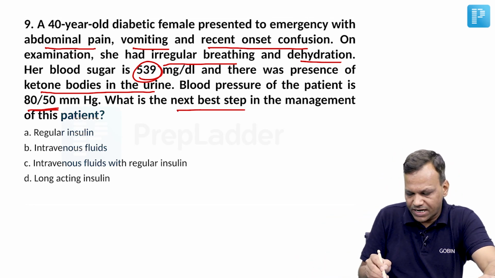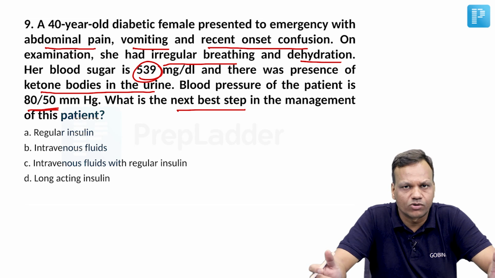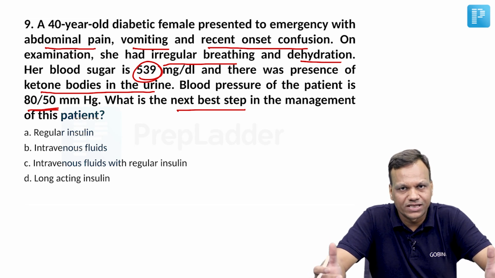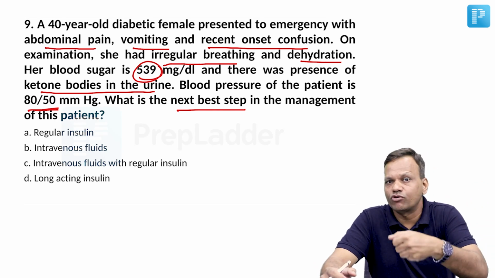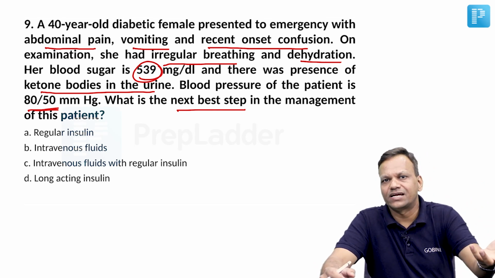So what is the next best step? So what will you do in diabetic ketoacidosis? Yes, two main things. One, dehydration we have to correct. Second, insulin is less, so we have to give insulin, so that will correct the ketoacidosis.